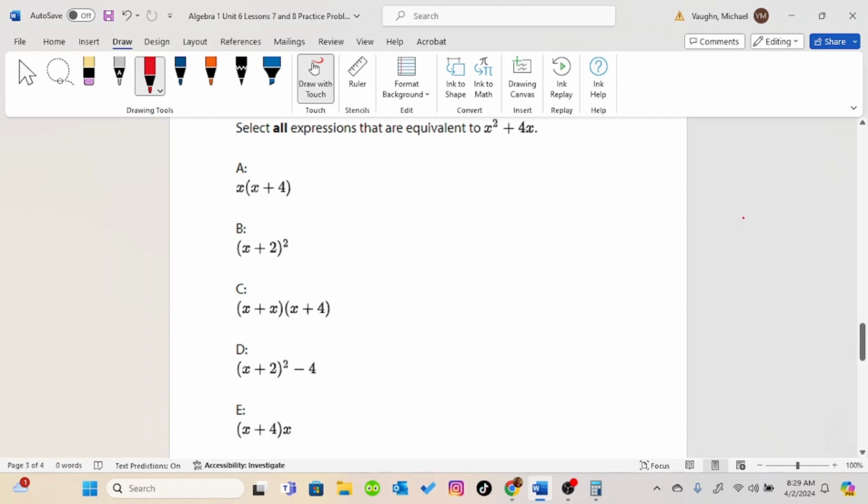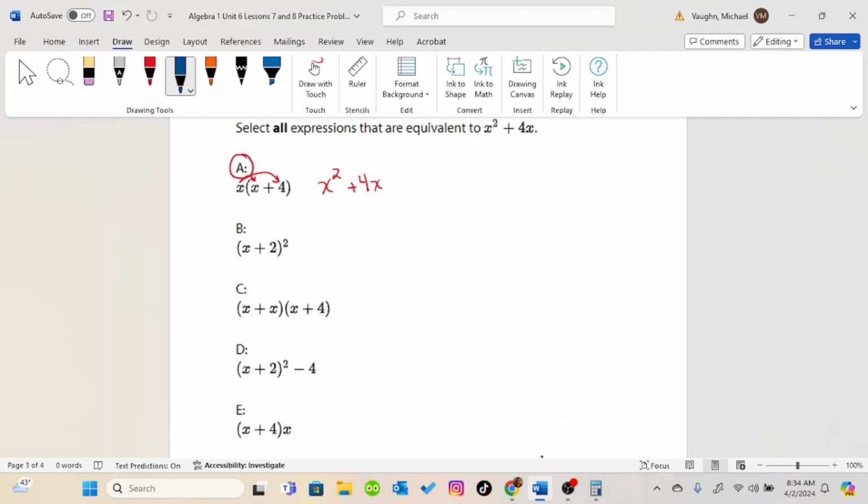Select all expressions that are equivalent to x squared plus 4x. So in choice A, we would have x times x, which is x squared, and x times 4, which is 4x. This does match, so A is correct.